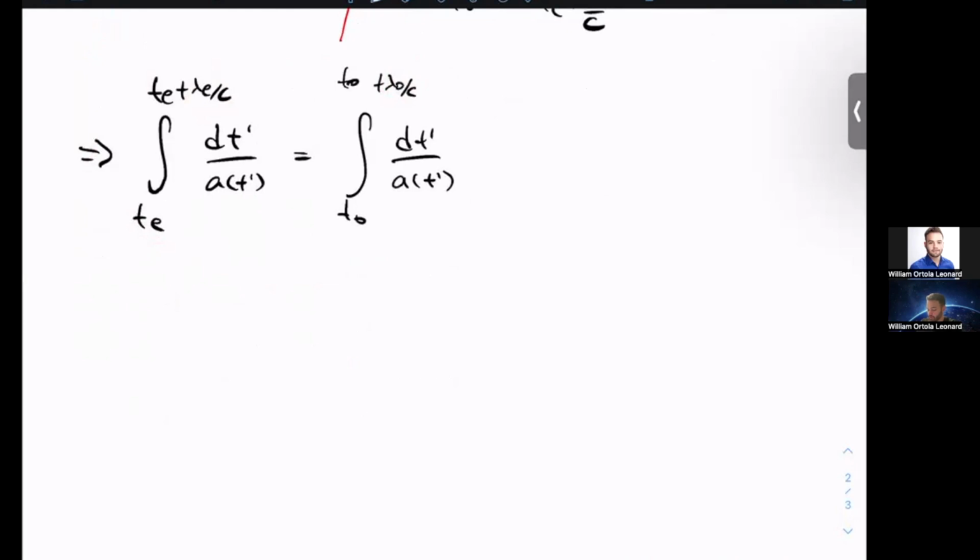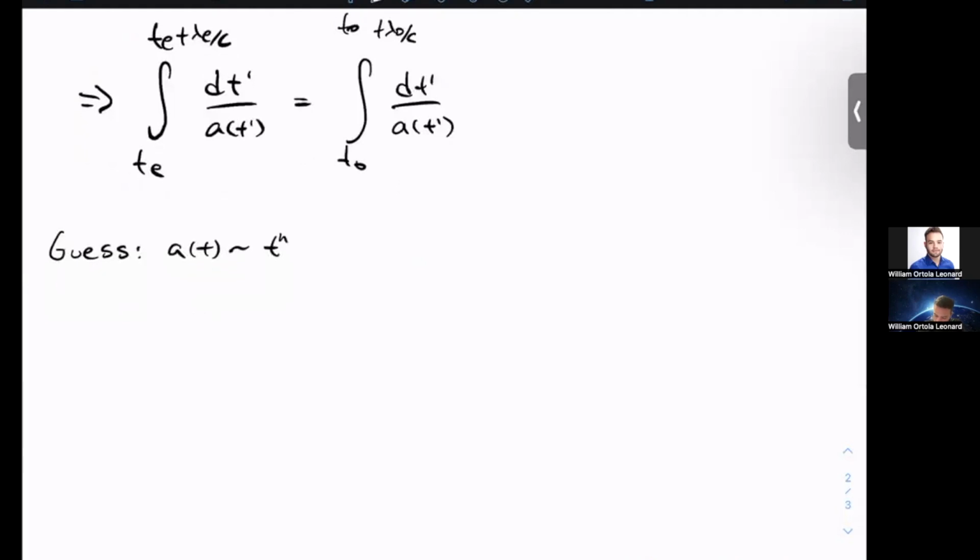But for now, just bear with me and we'll go through it. So what we're going to do now is guess that the scale factor can be written as a power law, for example, t to a polynomial of order n. And we're going to guess what we should be expecting in our answer.